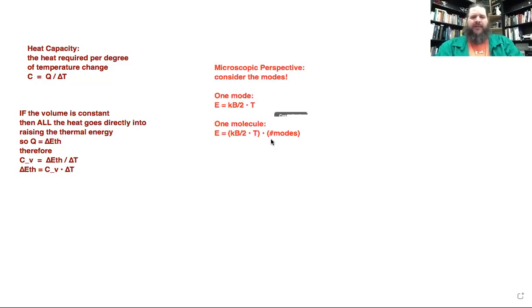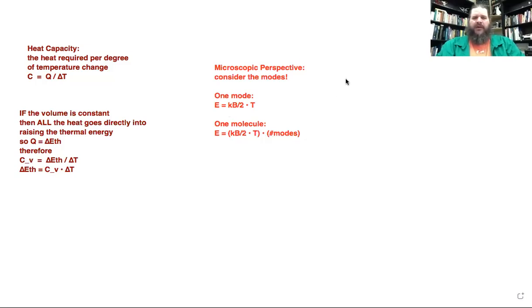And I'm just going to write number of modes here. Keep in mind that's number of modes per molecule. So for instance, if it's monoatomic, that would just be 3. If it's diatomic with all modes active, that would be 7, or maybe 5 if the vibrational modes are frozen out. Or if it's a solid, you would assume it's 6 modes per atom. But however many modes the molecule has, that number of modes times the energy per mode is the energy of that whole molecule.